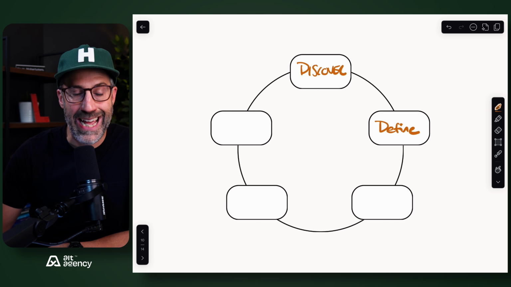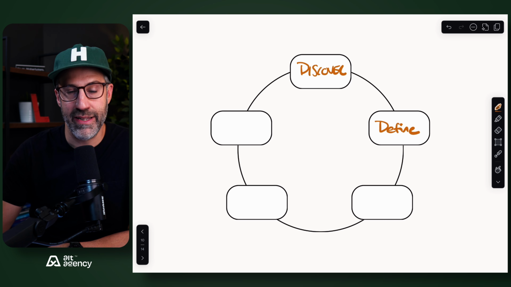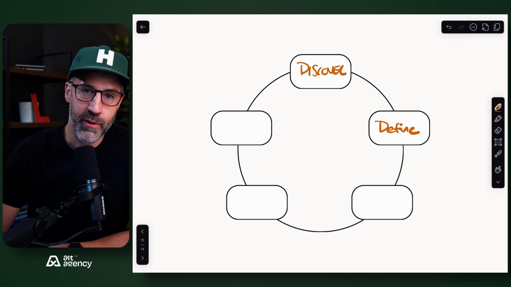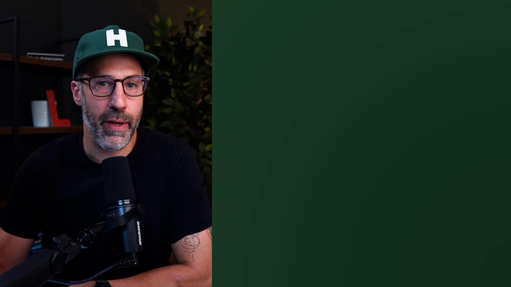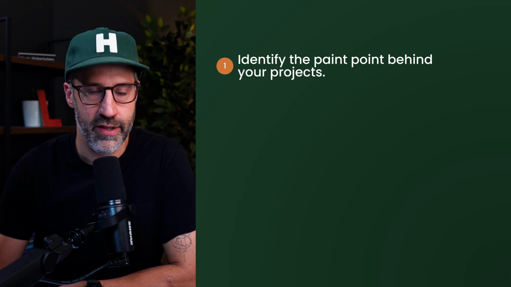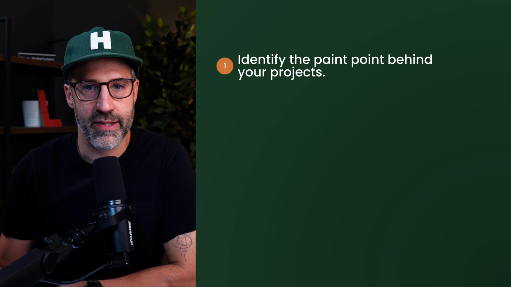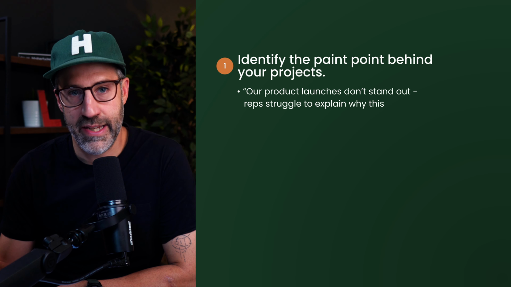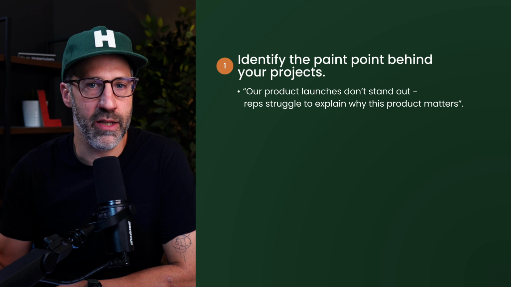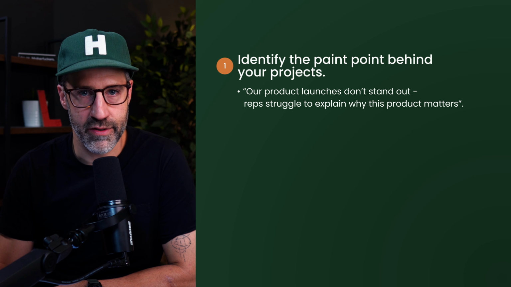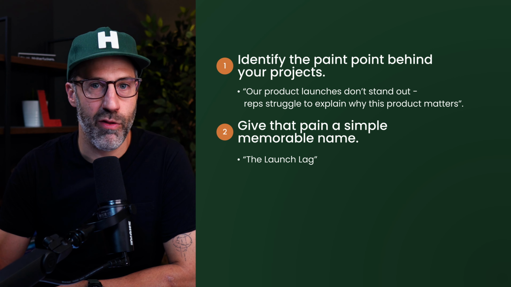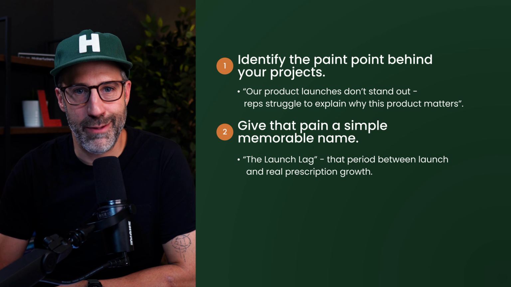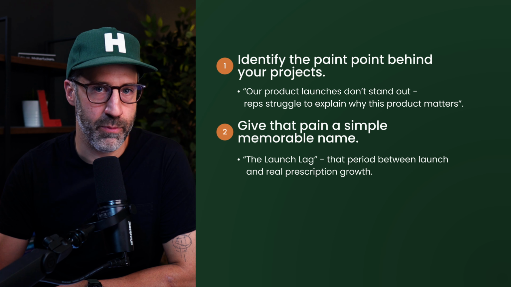Here, we're going to name the real problem your clients face because what's named becomes visible and measurable. Here's how to identify the pain point behind your projects. So for Mukund, maybe it's our product launches don't stand out and reps struggle to explain why this product even matters. I want you to give that pain a simple, memorable name like the launch lag, which is that period between launch and real prescription growth.